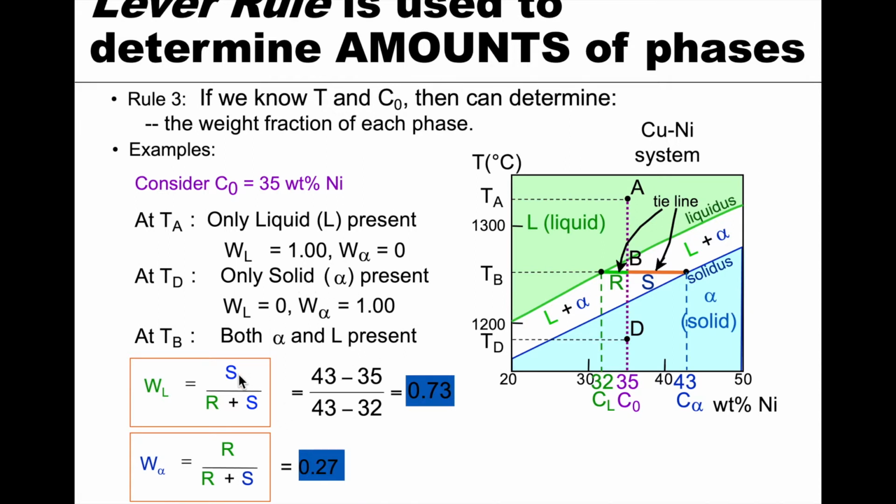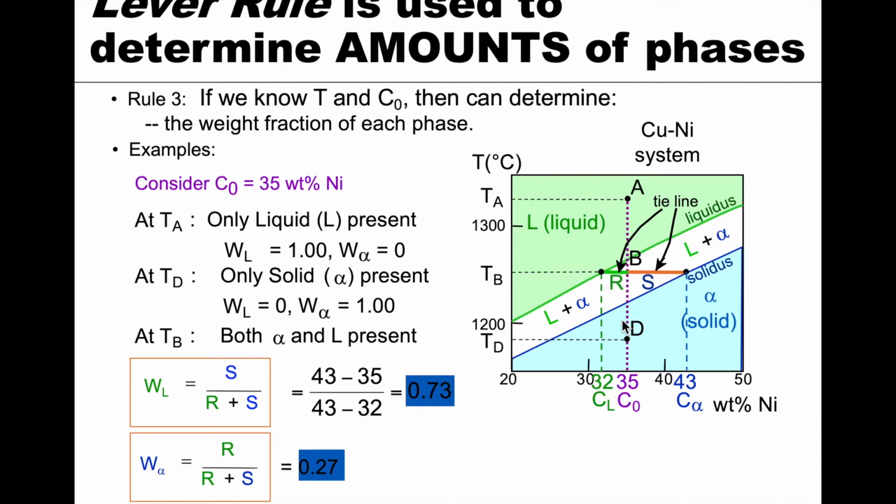And that's where the lever rule and the name of it comes into play. For the liquid, we saw the composition of the liquid is on this side. And so we take the opposite length of line, which is S. So that's between the alloy composition C naught and the composition of the opposite phase, C alpha, and vice versa for the alpha phase. We take the opposite length, which is R.